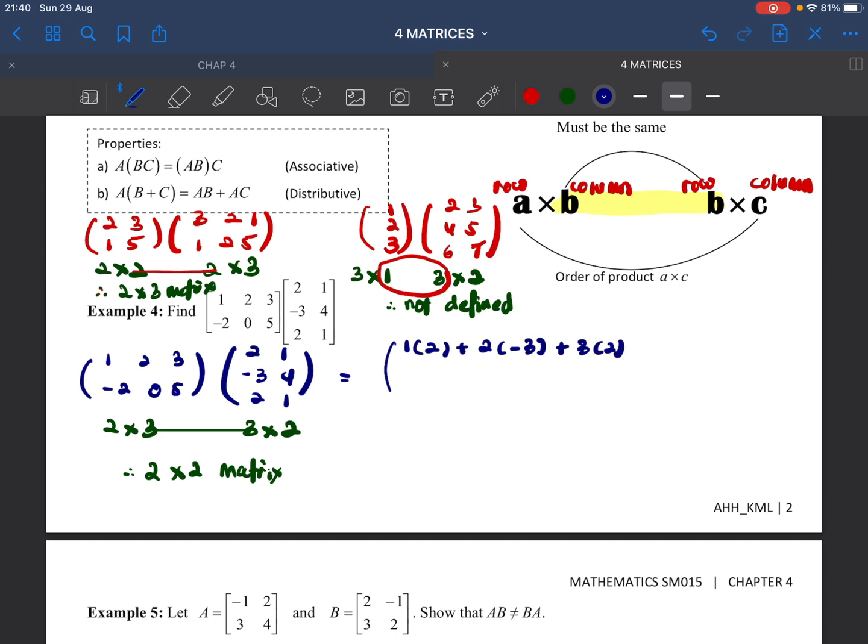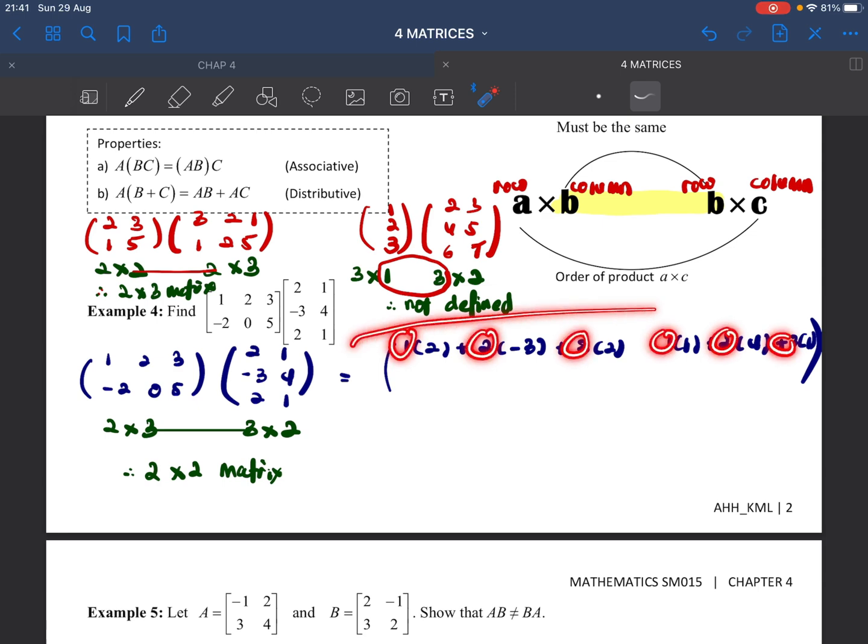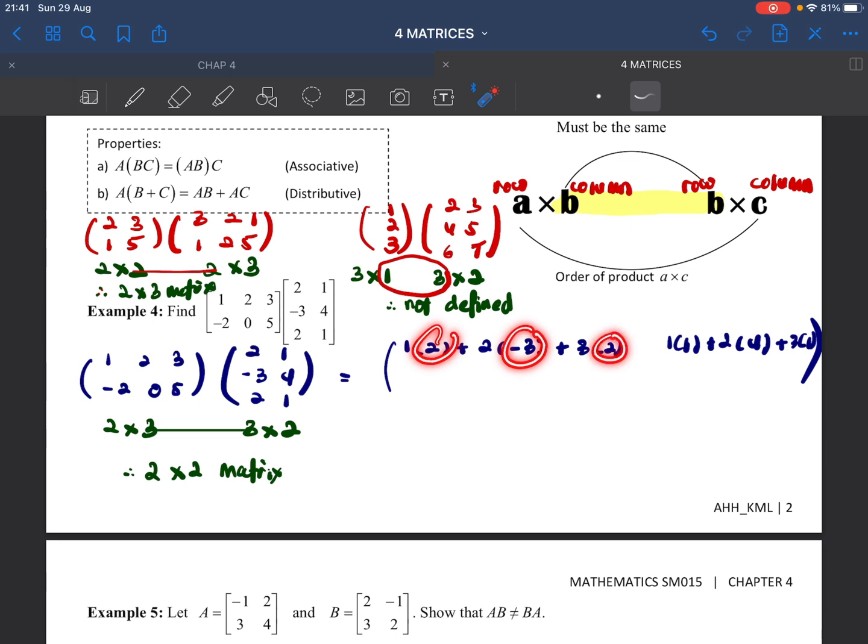Okay, so next, masih lagi di first row times by second column kita. Okay, samalah 1 times 1, 2 times 4, 3 times 1. Okay, 1 times 1 plus 2 times 4 plus 3 times 1. Okay, so kalau kamu perasan dekat sini, ini sama. Sebab dia dekat first row. So 1, 2, 3 lah. Okay, so 2, negative 3, 2. Here, that is first column, and then 1, 4, 1 di second column.